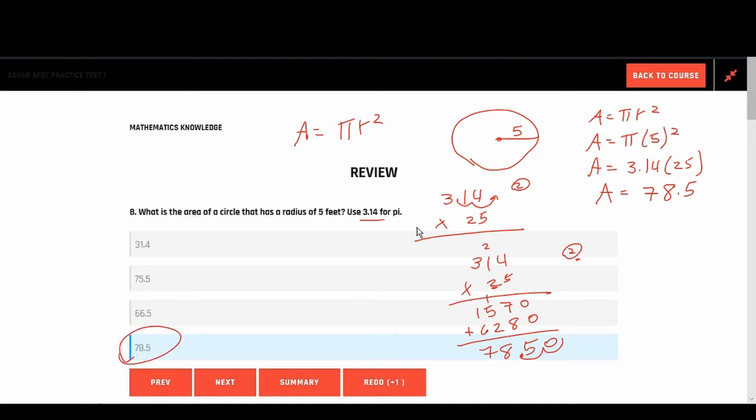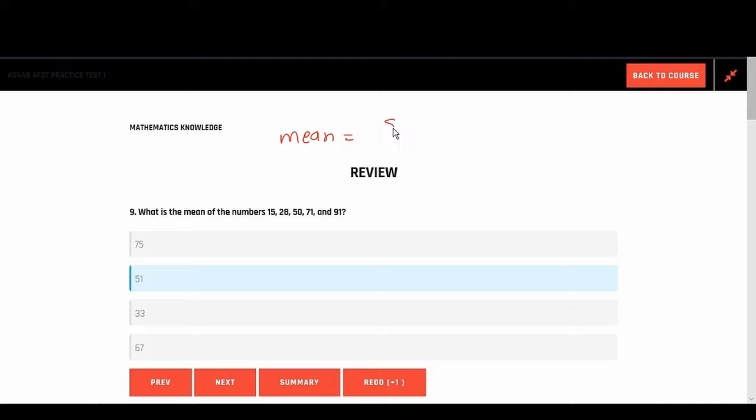All right. Number 9 says, what is the mean of the numbers 15, 28, 50, 71, and 91? So this is testing our knowledge of some basic statistics, namely how to find the average or mean. To find the mean, I like to regard it as this. Mean equals some number. That is, the mean is the sum of all the numbers divided by the total number of numbers that there are. So that looks like this.